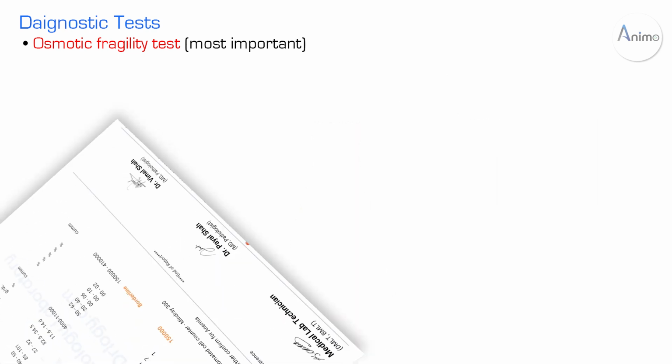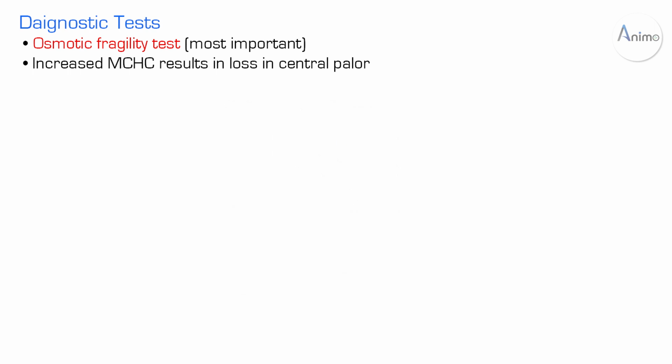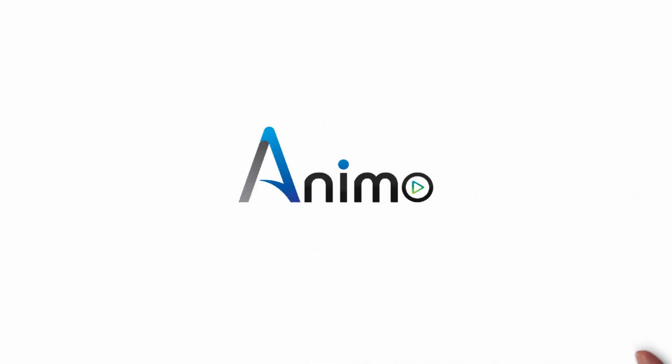And the second most important diagnostic test is the CBC of these patients. These show an increased MCHC value. And whenever you see an increased MCHC value in a CBC, hereditary spherocytosis should be at the top of your list. Again, very important. And this concludes our session on hereditary spherocytosis. Thank you.